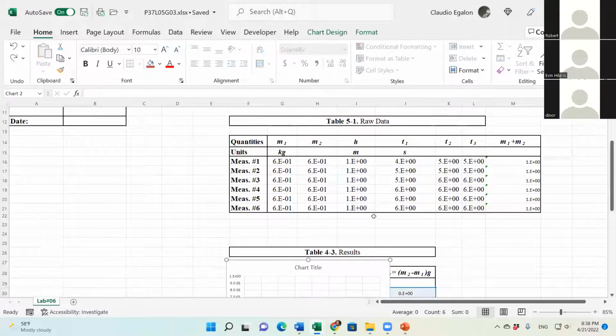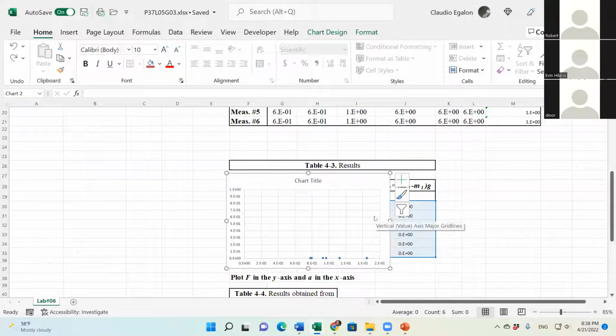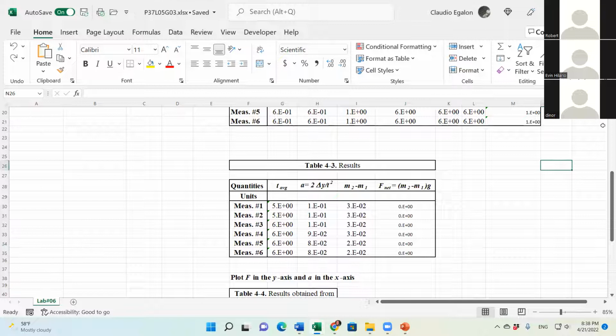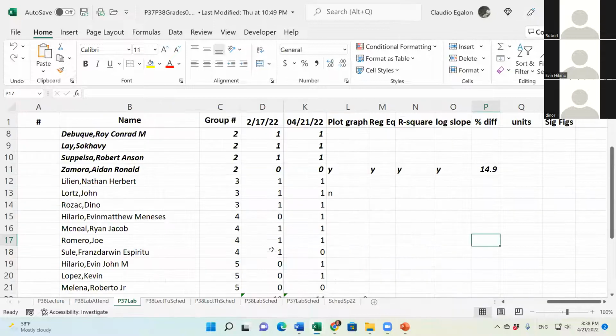Got it. And do you know how to get the slope and the graph, the regression equation? I think so. Click one of the points, right click the points, right? Send it. Add the trend line. Not too hard. Let me know if you have any questions.